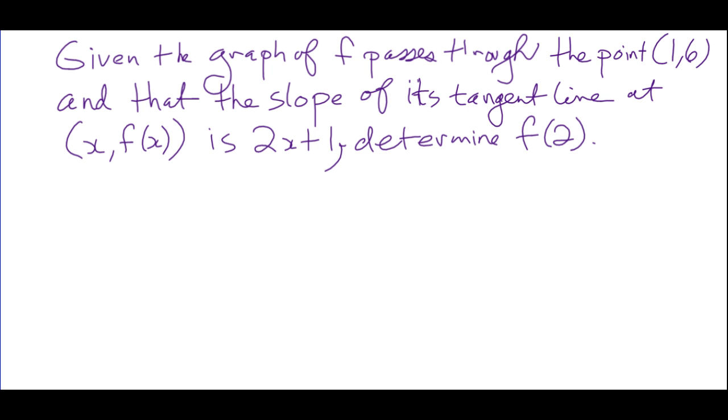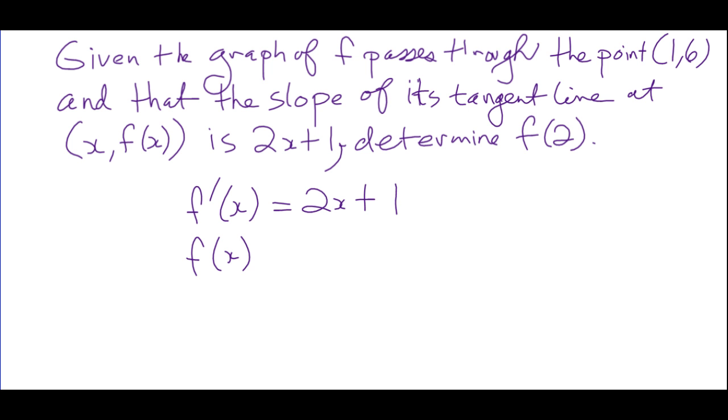Okay, so here's the scenario, the last scenario. We have a graph of a function f. It passes through the point 1, 6. The slope of the tangent line at x comma f of x is 2x plus 1, and we're supposed to determine f of 2. Okay, what do we know? f prime of x is? Yeah, okay, so the slope of the tangent line is the derivative, right? So f prime of x is 2x plus 1.